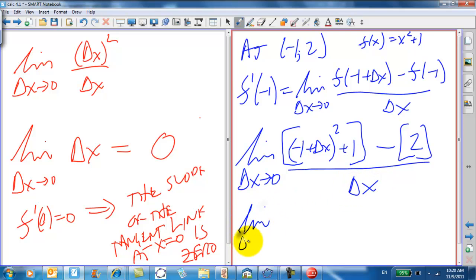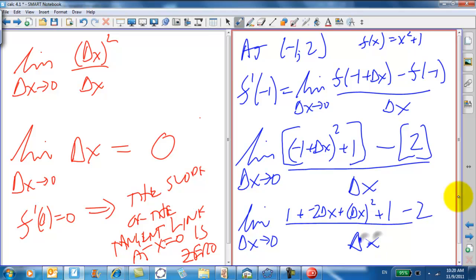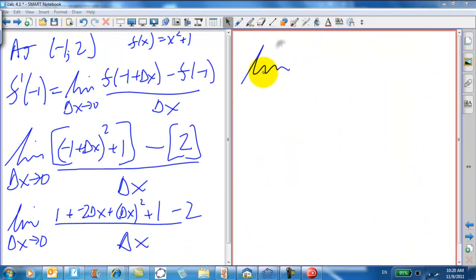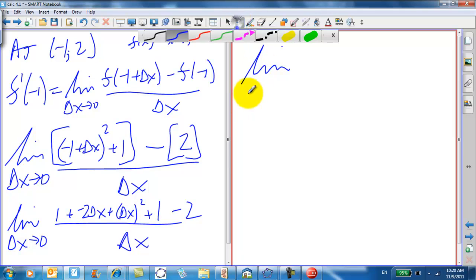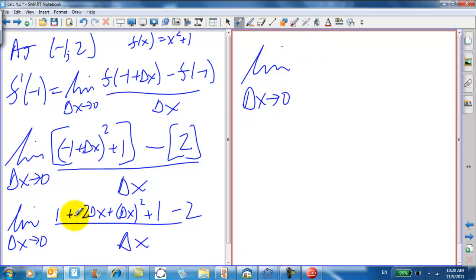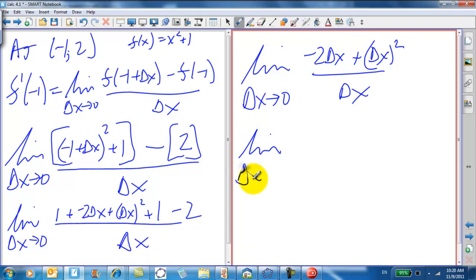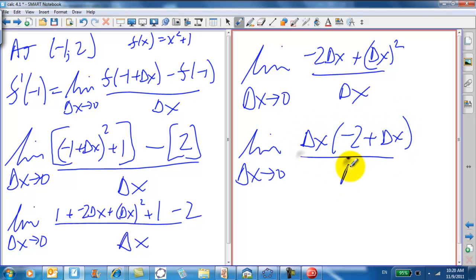So it's the limit as delta x goes to 0 of 1 plus negative 2 delta x plus delta x squared plus 1 minus 2 all over delta x. Notice how the 1 and 1 minus 2, that's 0, that cancels out. So we just get negative 2 delta x plus delta x squared all over delta x. Now we can divide this delta x in, or you can think of factoring it out. A lot of kids like to factor it out, so let's try it that way. Delta x times negative 2 plus delta x all over delta x.